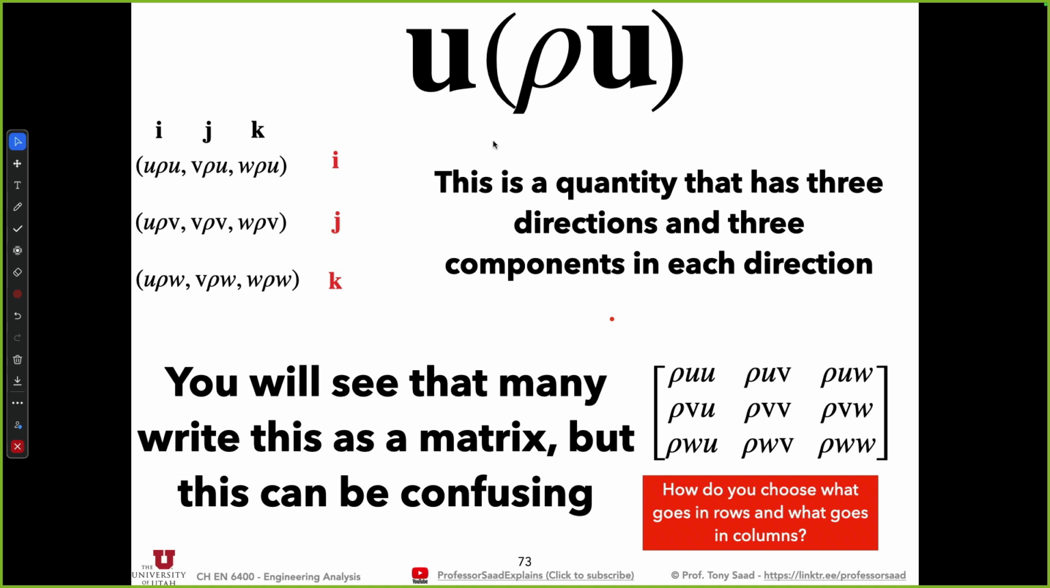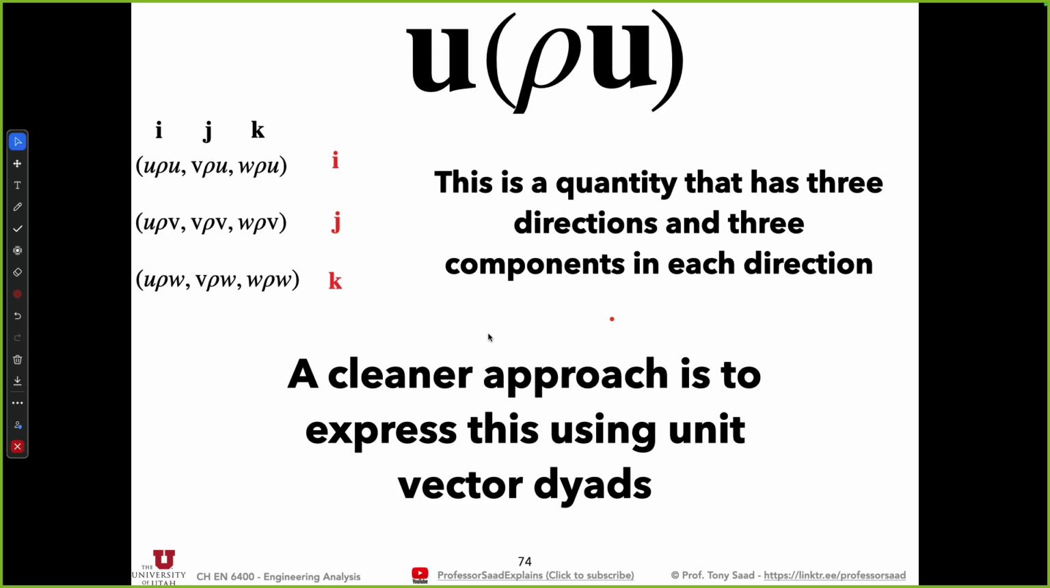So you could say, okay, I'm just going to take them one direction at a time and then list the components like I did here. But there are a few cleaner ways to do it. I'm going to present you with two ways. The first one is using a dyadic form, and the second one is using tensor index notation.